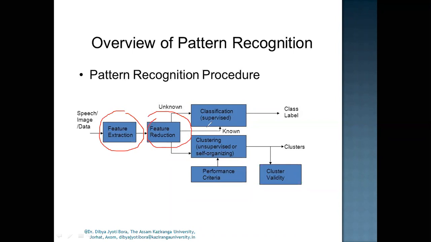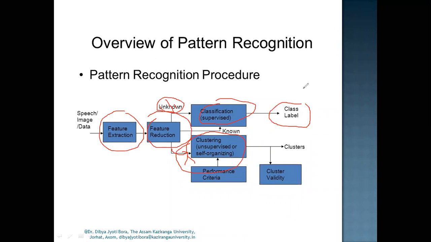After this, we will follow either classification or clustering or a combination of both. This should be known. If we have knowledge about those features, then we go for the classification process. If we have no idea about those features, then we'll follow the clustering process, that is also known as the unsupervised process. From the classification process, we'll come out with some class labels. Those will be our output.